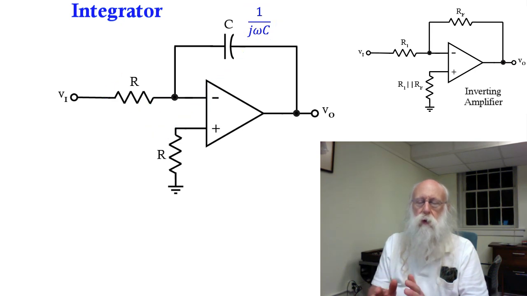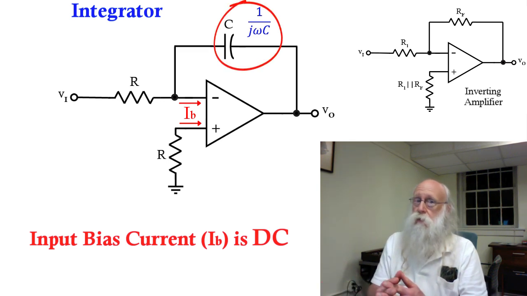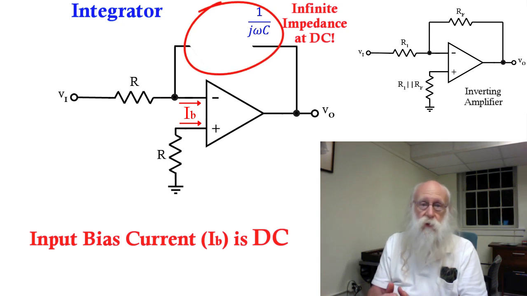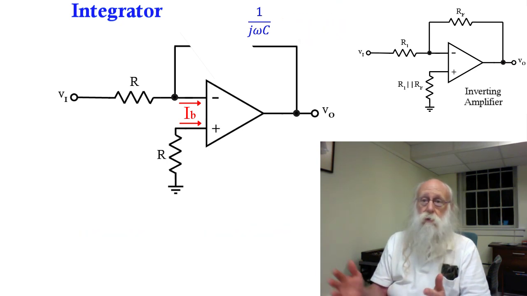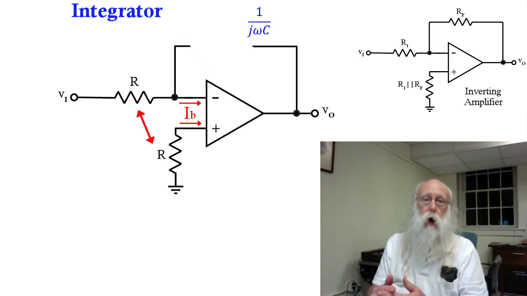Well, remember, we are trying to compensate for the input bias current. The input bias current is essentially a DC current, a frequency of 0 in other words. Now, the capacitor to DC looks like an open circuit. Thus, as far as the DC bias current into the inverting input is concerned, the capacitor just looks like it's not there. It's an open circuit. All that input sees is the input resistor R. Thus, the compensation resistor also is simply R.